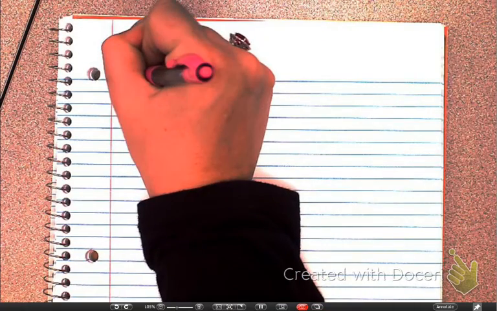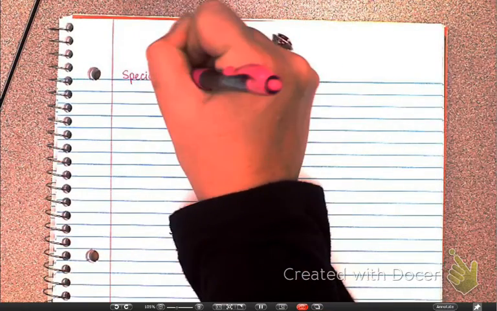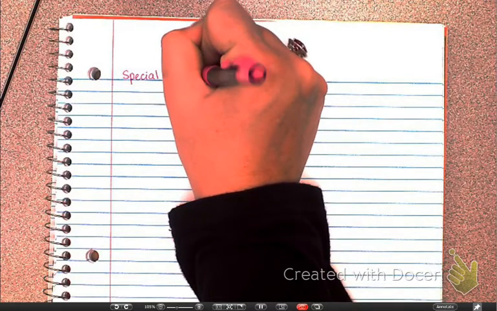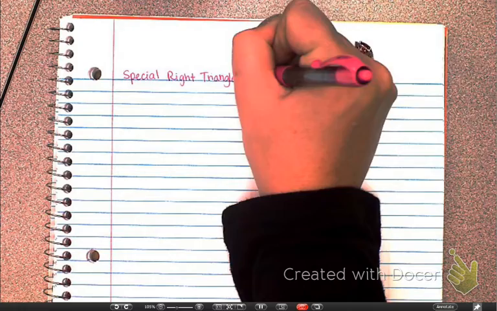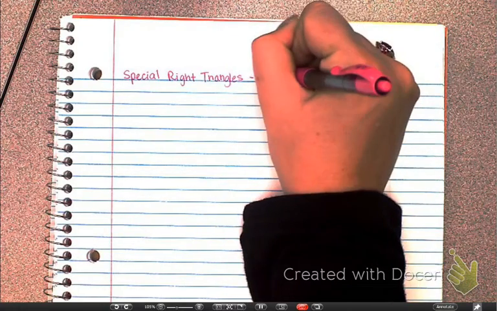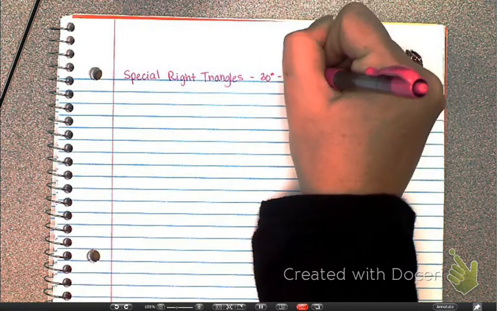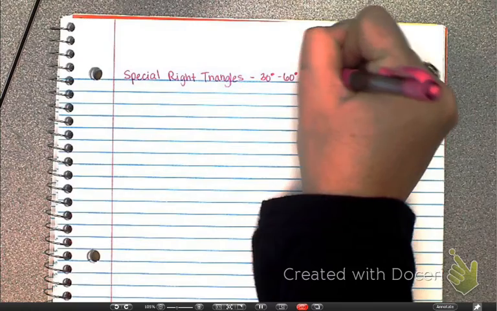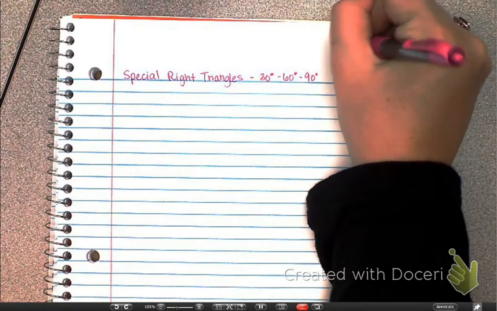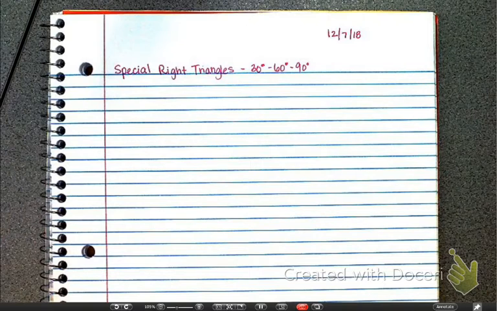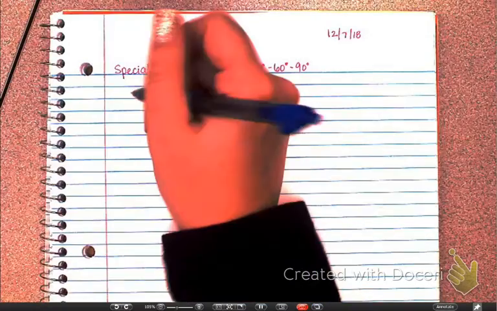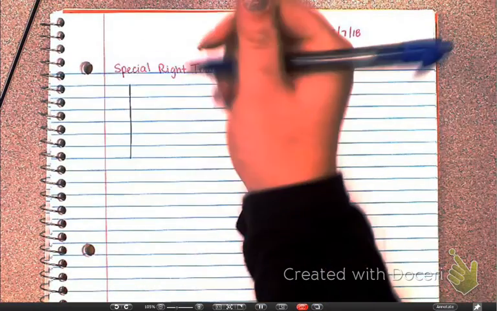So we're still dealing with special right triangles, except today we are looking at 30, 60, 90-degree triangles. Still special right triangles, but here's our second set of special right triangles. We're going to start by drawing a right triangle.